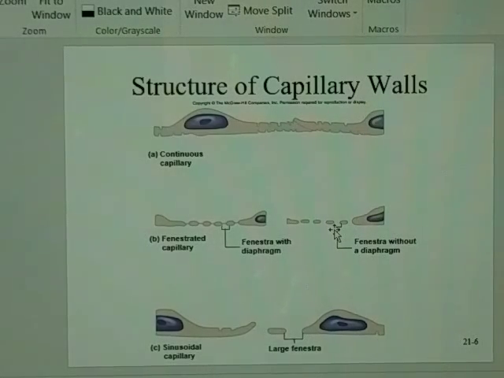Think about the intestines. This is showing sinusoids and the large fenestrae, what we would find in, for example, the liver and the spleen. Note a very huge gap here and a very huge gap right here. That allows especially for the movement of those red blood cells.